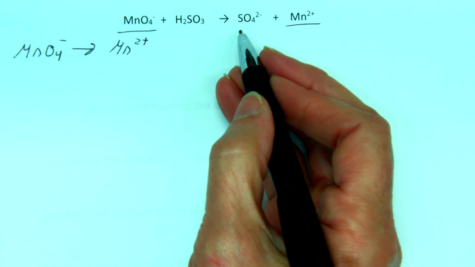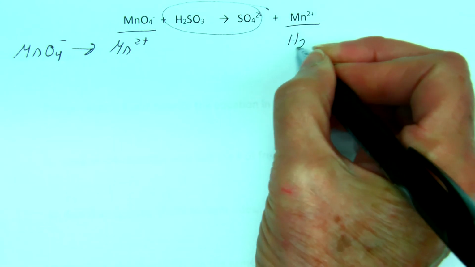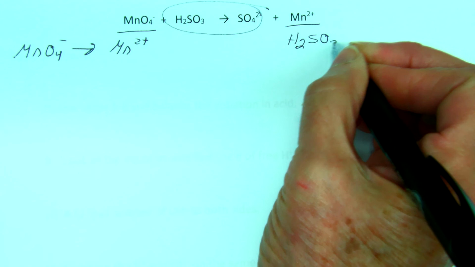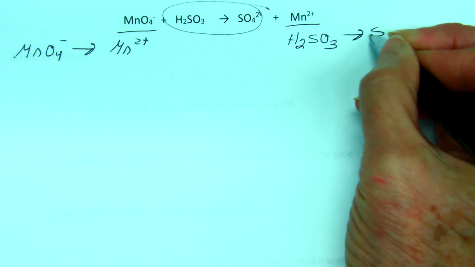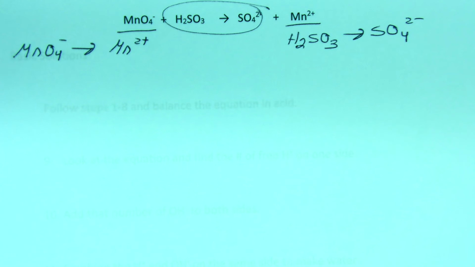Now we go to the sulfur half. I have H2SO3 yields sulfate. So I've separated into a manganese half and a sulfur half.